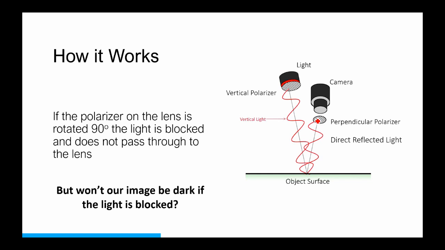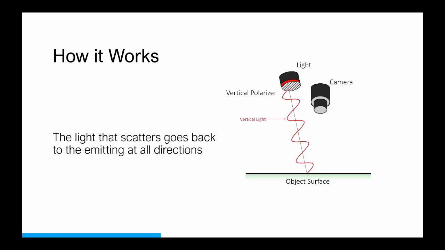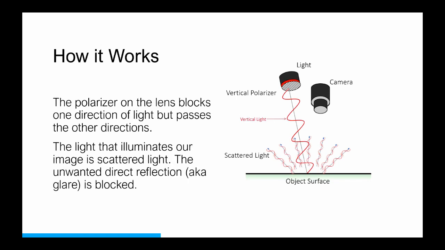You might think, okay, well, won't our image be dark if no light is getting through? And that's not what happens. This is because when light shines down, the scattered light goes back to its original state and reflects. The scattered light reflects in all orientations, all directions. So when I have my perpendicular polarizer here, the light shines out, and it's now blocking all light except for that's horizontal.